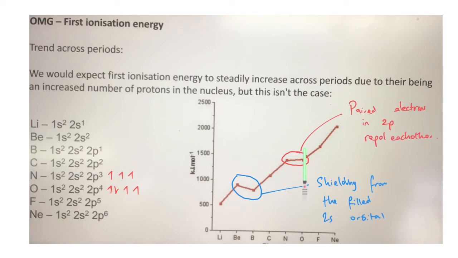And finally, we can see it steadily increase again. Yes, our electrons are pairing up, but this is no new story now. There's no new phenomenon, so it's just going to steadily increase again with the number of protons. Neon is the highest because it's got the most protons and it's in the same energy level.